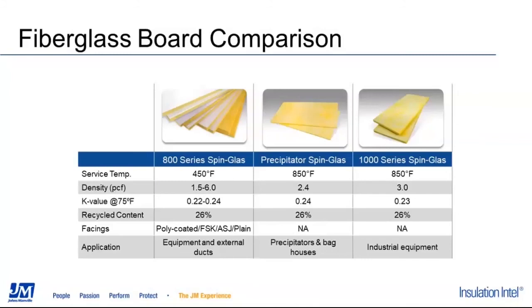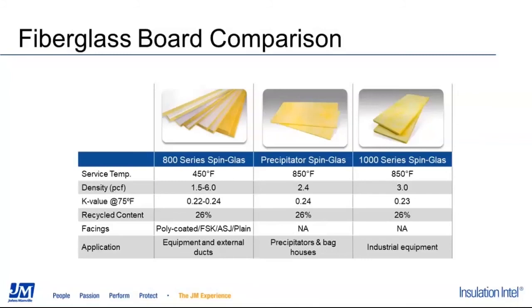From the facing perspective, all of the products can come in unfaced or as plain. However, if you're looking for the faced product, then 800 series spin glass would be a great option to consider. And we have three facing options. The first one is the poly-coated. That's the ultra coating that Meredith talked about earlier. We have FSK coating as well as ASJ, all service jacketing.